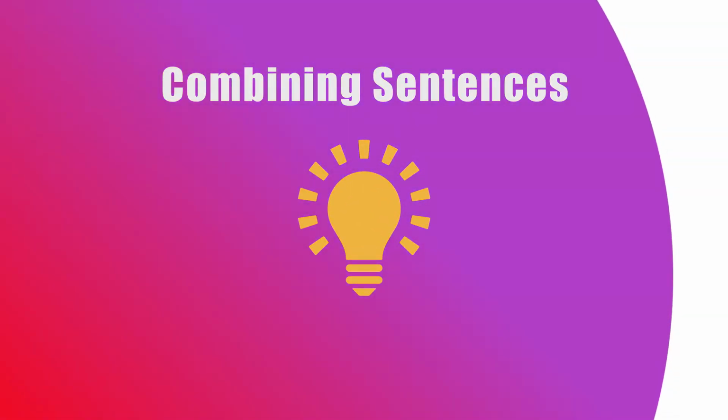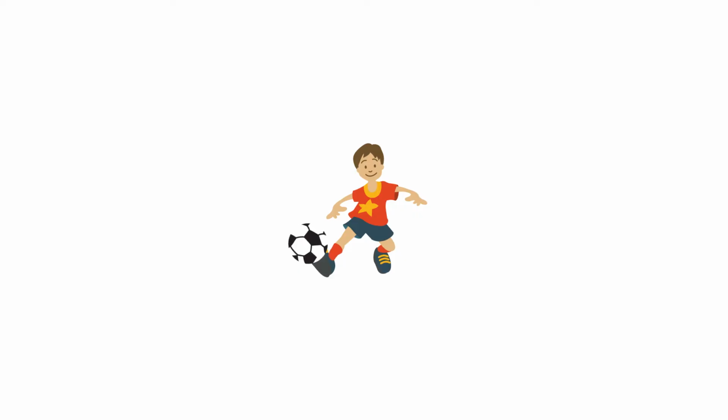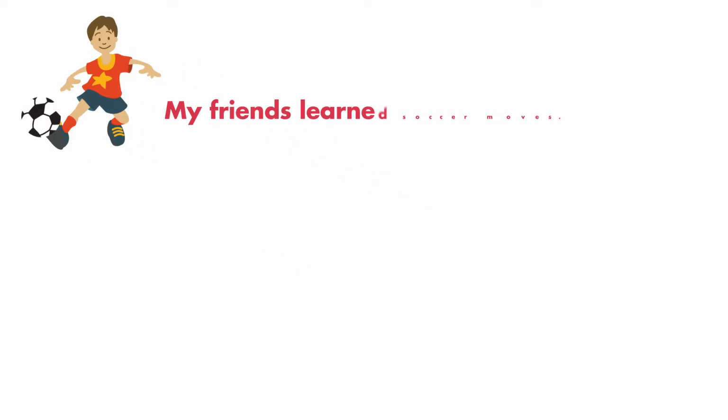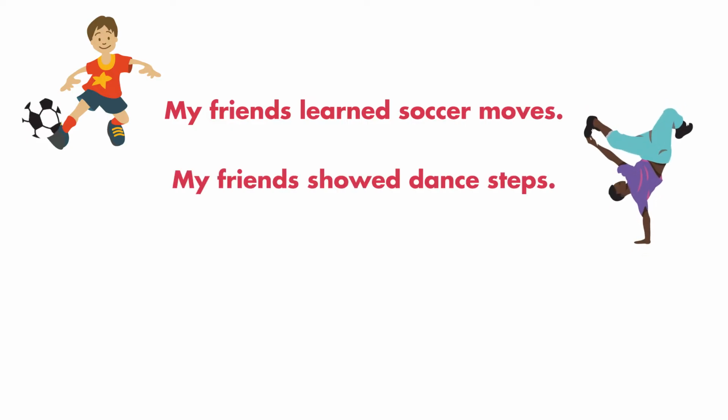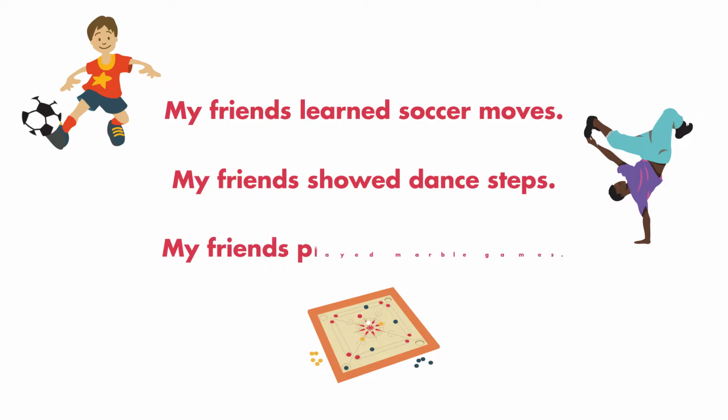Hi, in this video, we will learn how to combine sentences that have the same subject. These sentences give details about friends playing in the park. My friends learned soccer moves. My friends showed dance steps. My friends played marble games.